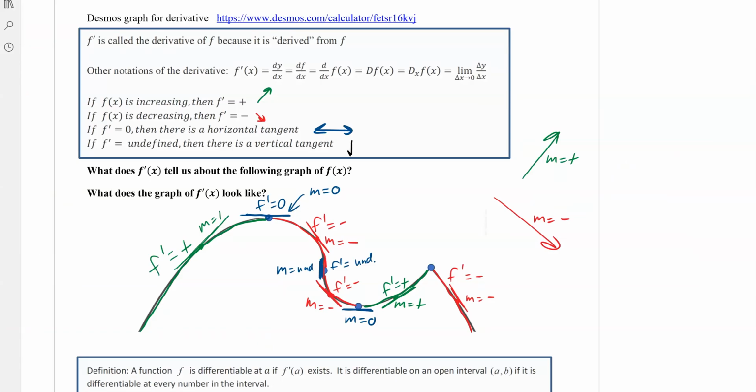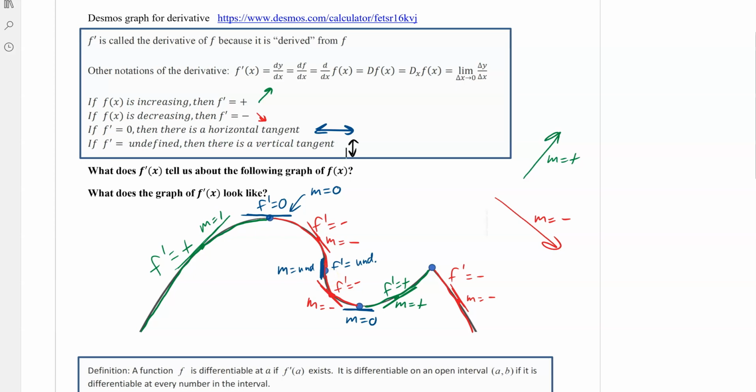So that's what we have. So those situations, if our derivative comes out positive, that means our function is increasing at that point. If it comes out negative, our function is decreasing at that point. If it comes out 0, that means we have a horizontal tangent at that point. And if it comes out undefined, that means we have a vertical tangent at that point.